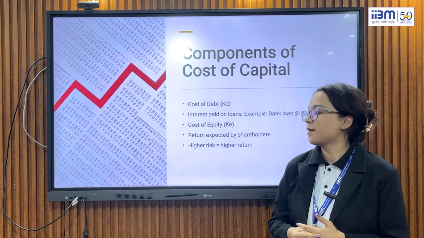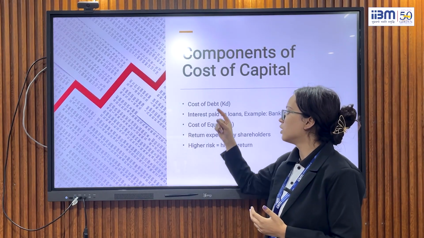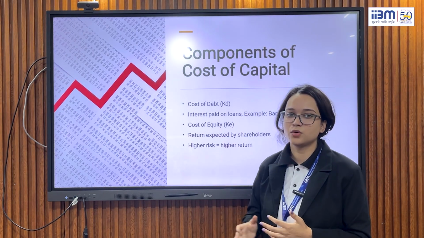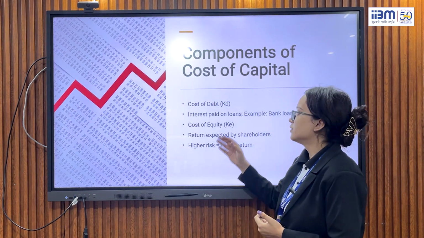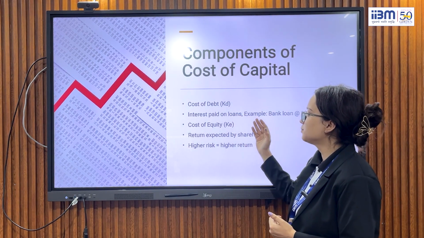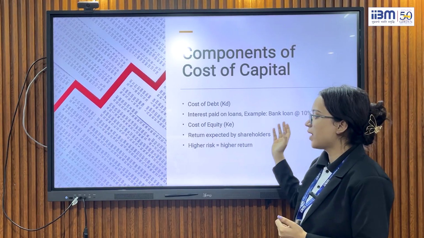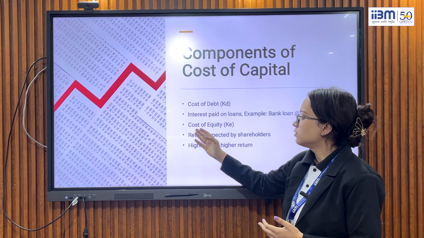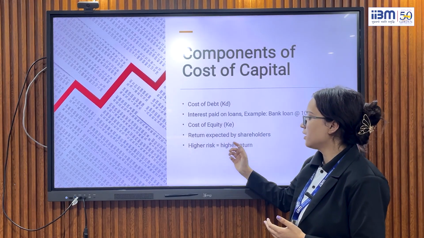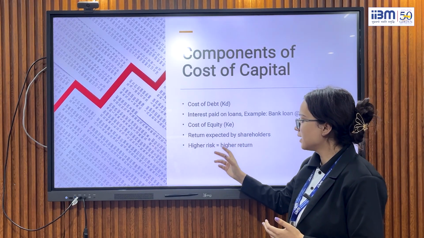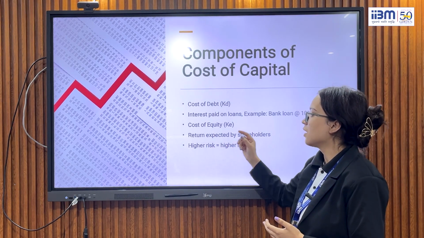Components of cost of capital. Cost of capital has different components which play an important role while calculating it. Cost of debt is the interest paid on a loan, for example a bank loan at 18%. Cost of equity is the return expected by shareholders, where higher risk equals higher return.